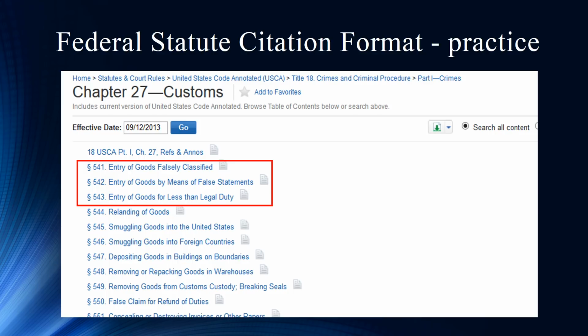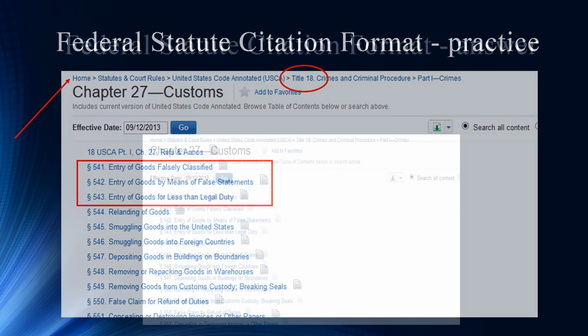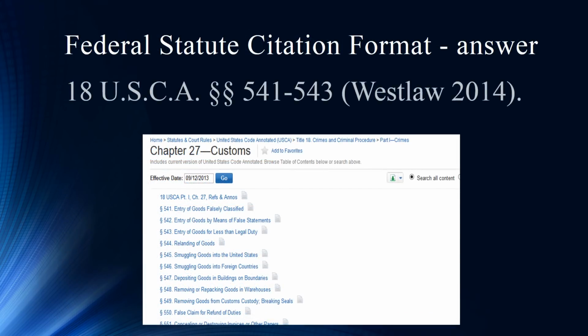So to cite Chapter 27 on customs specifically limited to the entry of goods, we look at the top first. See how it says Home, Statutes, and Court Rules, United States Code annotated? It tells us the title number right there, Title 18. Check 12.1 in your Blue Book for the proper abbreviation of the United States Code annotated and cite to the multiple sections. This is what the proper citation looks like.